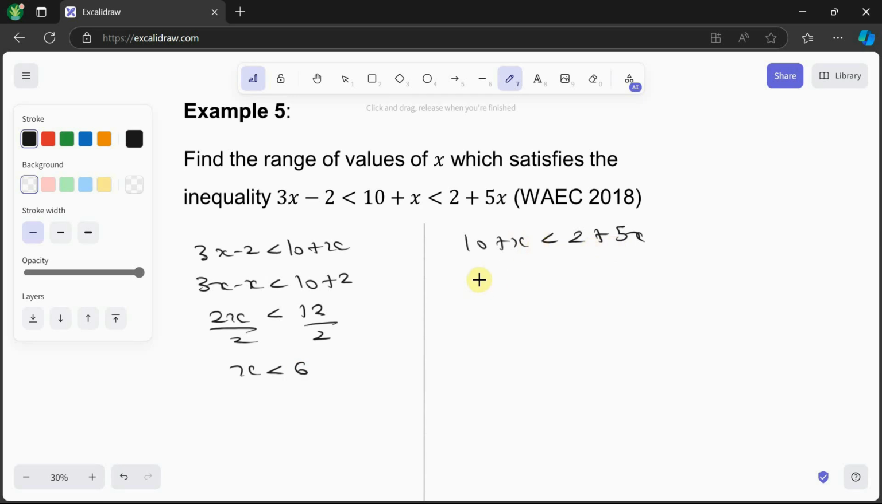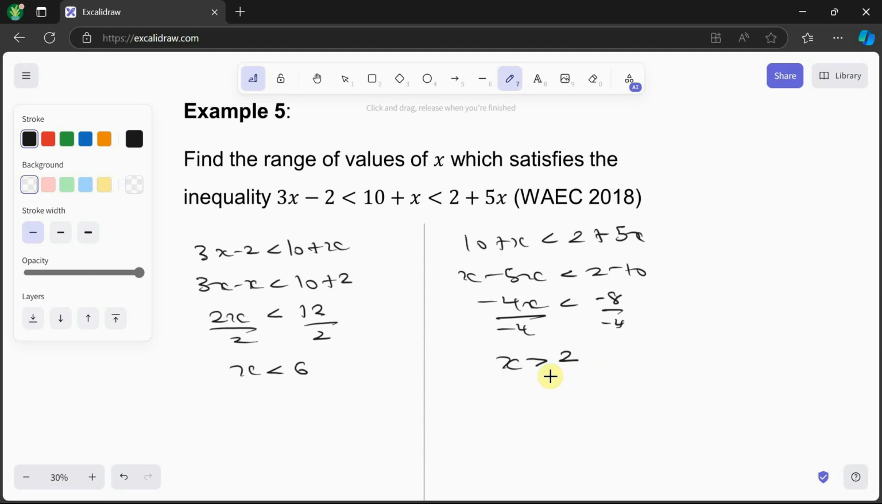Let me resolve this part. So that will be x - 5x is less than 2 - 10. Minus 4x is less than minus 8. And if I divide both sides by minus 4, not only would I be able to resolve this, but the sign will also change. That will be x is now greater than 2.